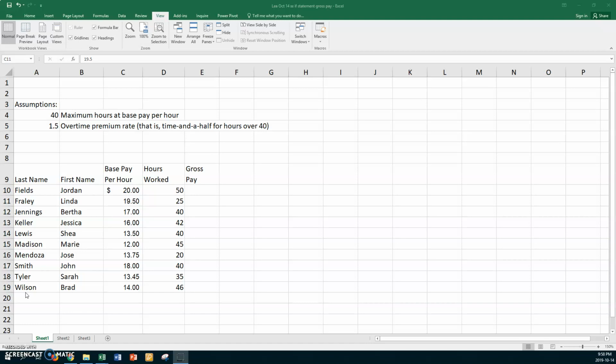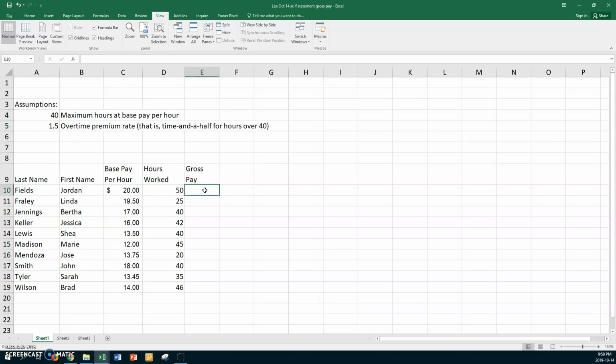This is a gross pay assignment, and you need to know how to work out your gross pay. I hope that all of you calculate how many hours you had, and that you document it and log it each time. You have your base pay per hour and the hours worked. 40 hours is your maximum hours at base pay, and anything over 40 is paid at 1.5.